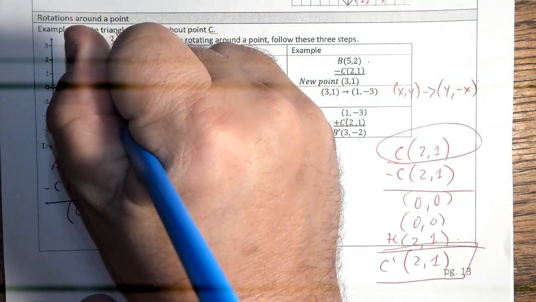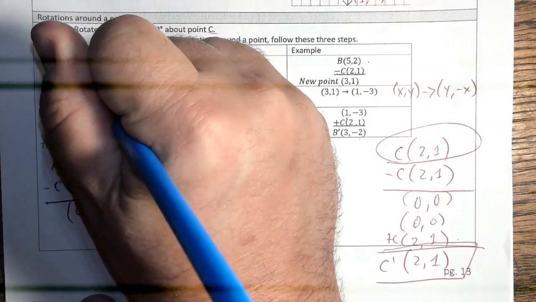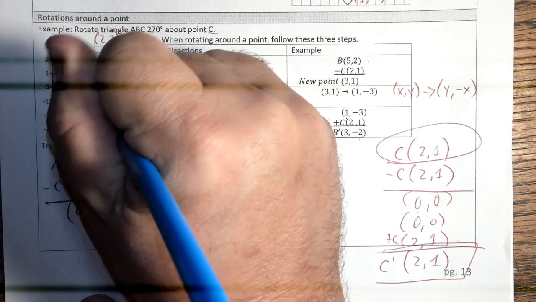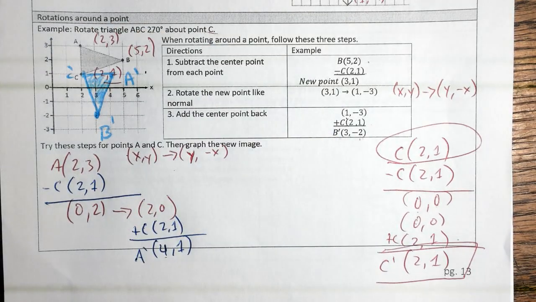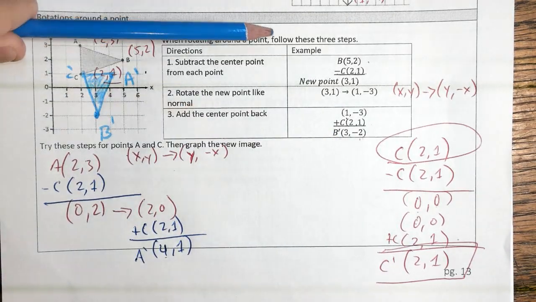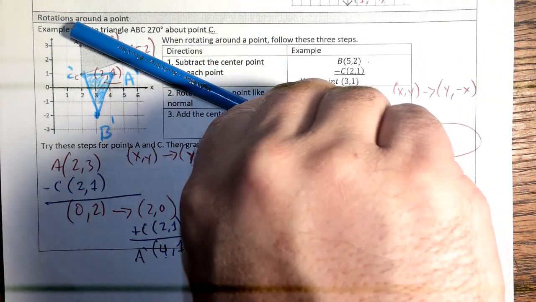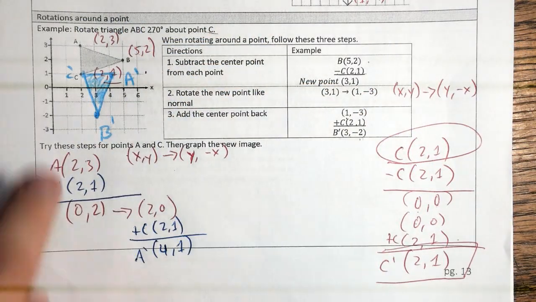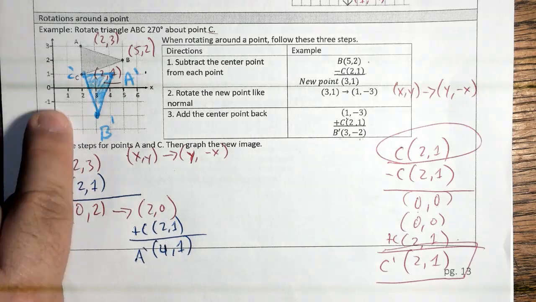So now we just draw. There you go. Our triangle rotated around that point, so it went 90, 180, 270. It's rotating about this point rather than the origin.